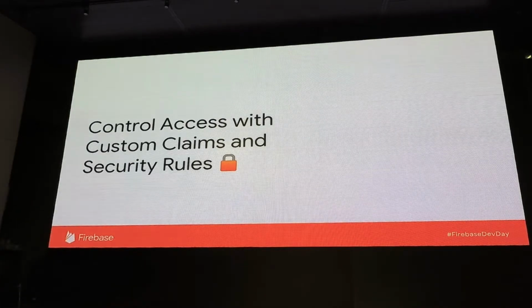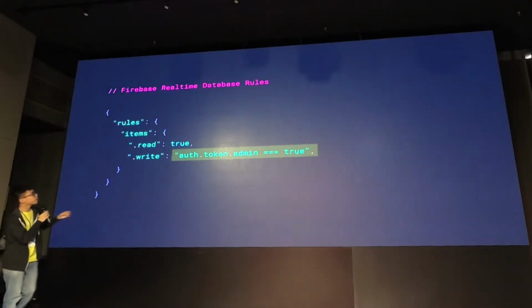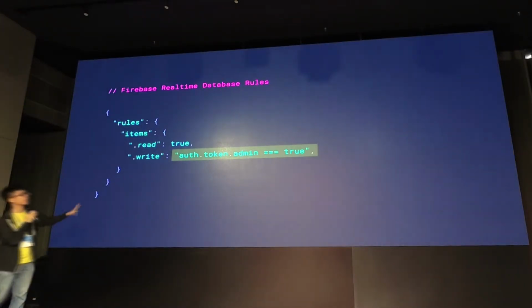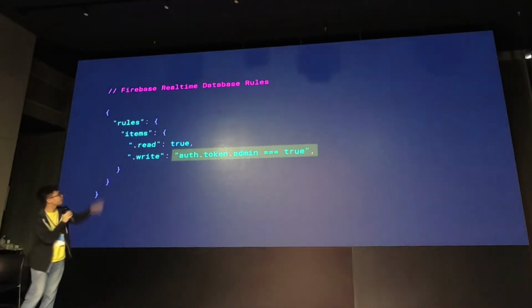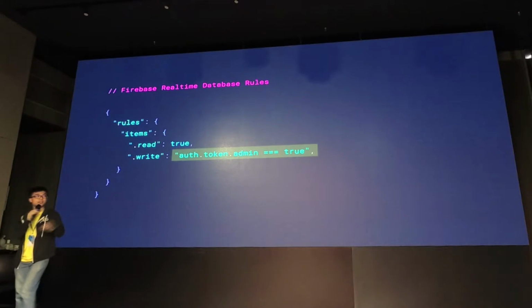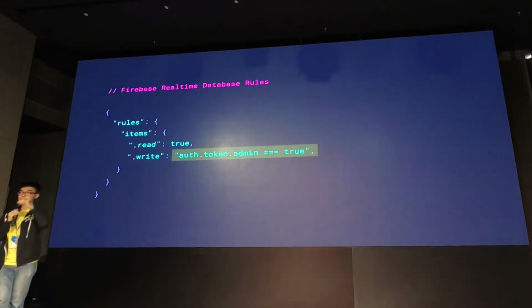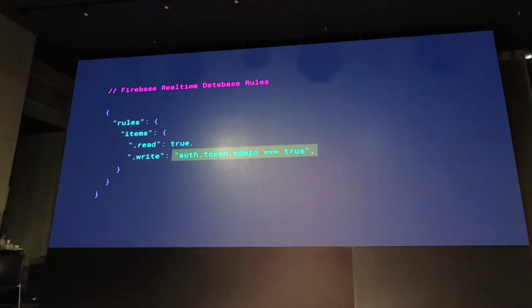I believe all of you are familiar with this code. This is the Firebase rules, which you can post on the Firebase console. This one is the example from the Realtime Database. For Cloud Firestore, it looks a little bit different, but the whole idea is still the same. In this case, you may see something new. We have read set to true, which means anyone can read, but in the write we have auth.token.admin set to true. So everyone must have the token admin set to true; then they can have access to this part. If not, they can't access it.